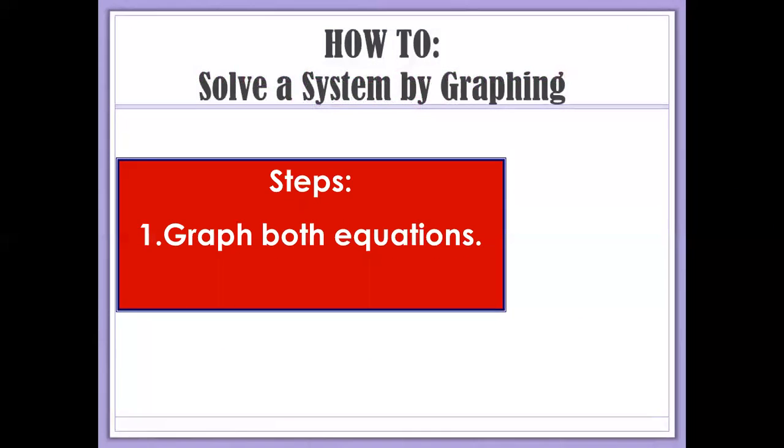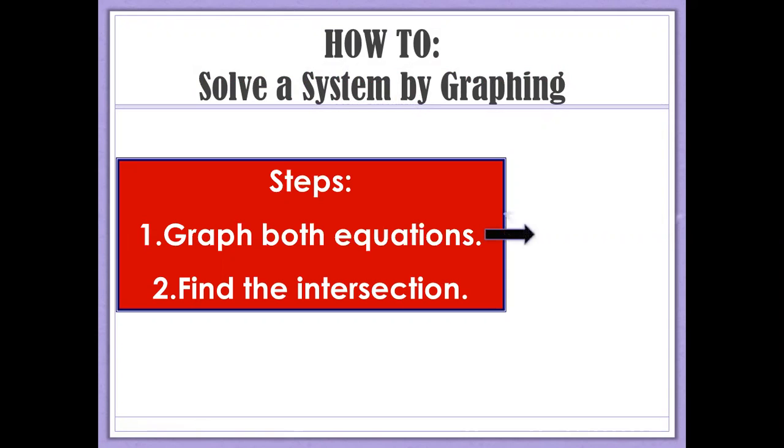First step, graph both equations. When I have an equation, I have to draw it on the graph as a straight line. And the second step is find the point of intersection. And that's it. That's how you're going to solve it. Let's see an example.